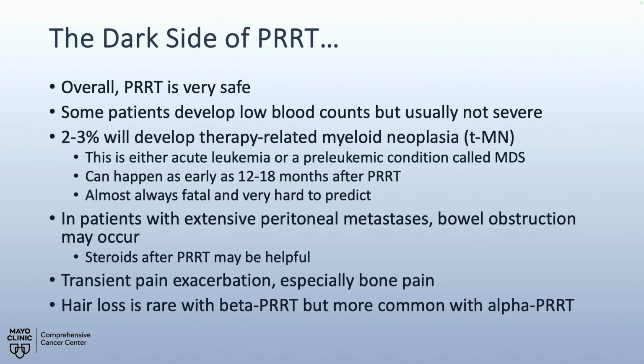Well, for patients with a lot of metastases to the peritoneum, the lining of the intestines, you can sometimes see bowel obstruction. We can see transient pain, especially like bone pain.